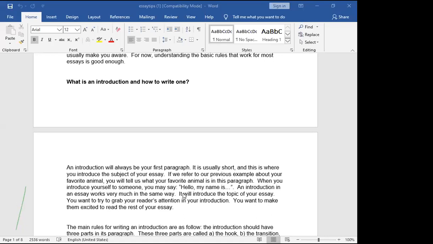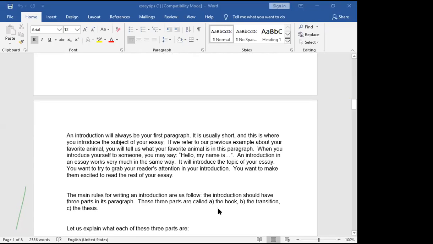When you introduce yourself to someone, you may say, hello, my name. Introduction in an essay works very much in the same way. It will introduce the topic of your essay. You want to try to grab your reader's attention in your introduction. In this case, our reader also doubles up as our marker. So what did I say earlier on, even in our respective classes? We said that the best thing a writer can do is to ensure that whatever you are writing, you're the first person to enjoy it. You're the first person to enjoy it.